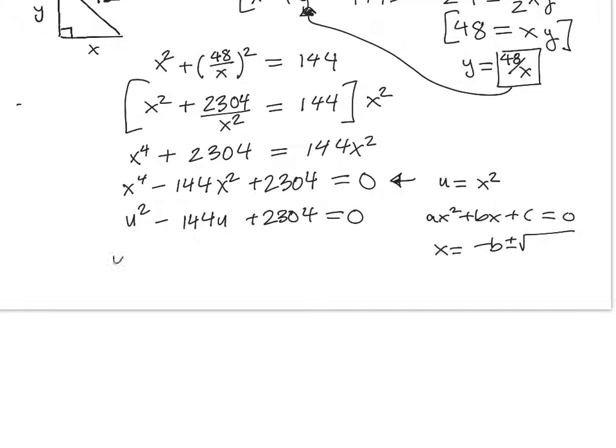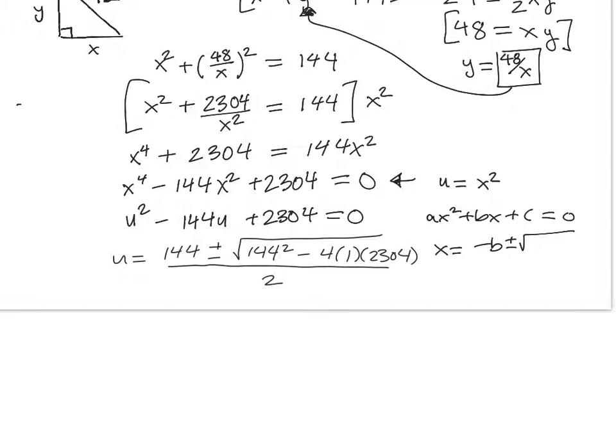Okay, so using that, we'll get u equals 144 plus or minus what comes next in the quadratic formula. Whatever 144 squared is, right? Minus 4 times 1 times 2304, all over 2. I am just going to tell you what I got. I got u equals 125.66. And I got u equals 4.12.